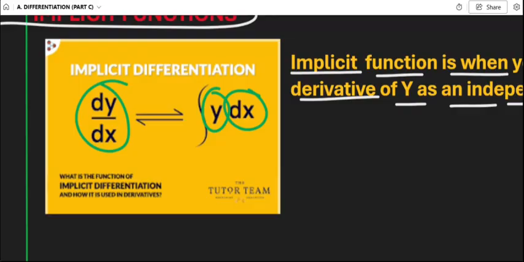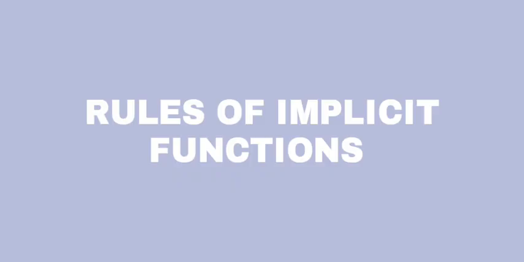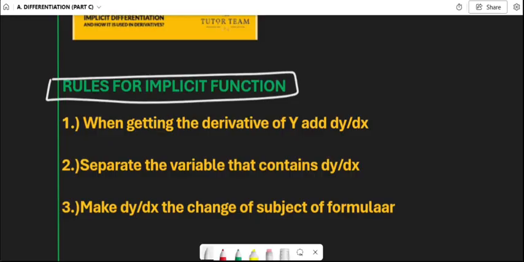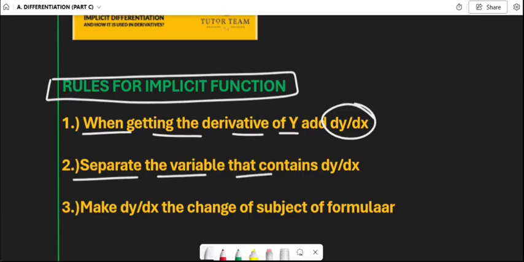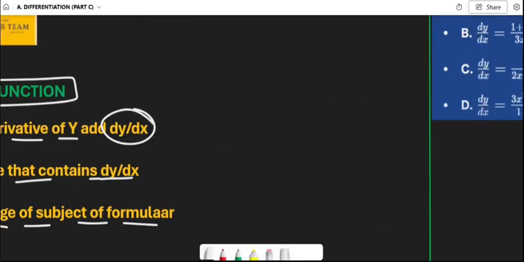So let's see those rules that apply in solving implicit function. The rules and regulations in solving implicit function. The first rule says that when getting the derivative of y, you surely add dy dx. Then the next thing to do is separate the variable that contains dy dx, then make dy dx the subject of the formula. So how do you solve this? I will only give one example to solve this.